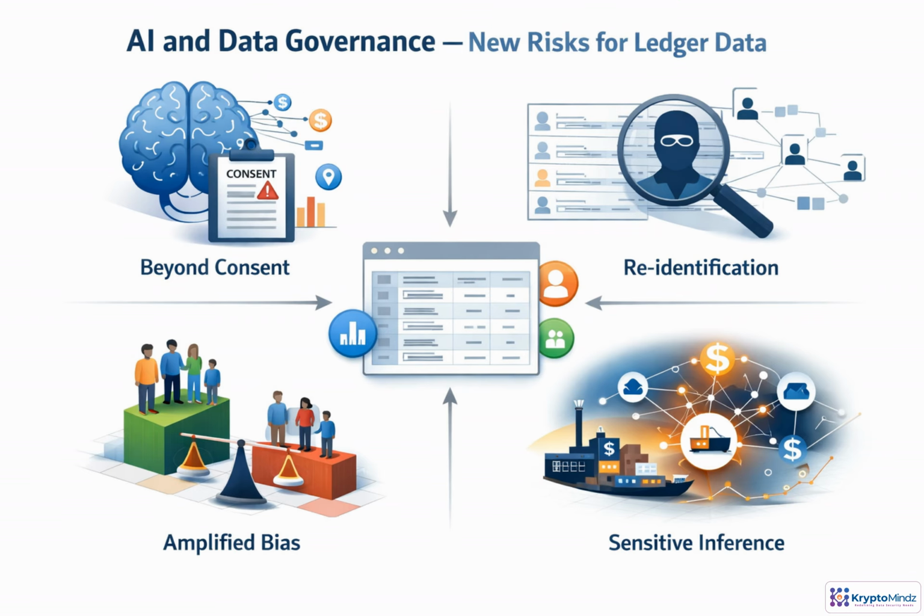Ledger data is especially attractive for AI because it is structured, consistent, and trusted. That same strength creates governance risk. Data collected to settle transactions may later be used to train models, score participants, or automate decisions beyond the original purpose. Pseudonymization may not be enough if patterns can be linked back to identities. Historical transactions can encode bias. Model outputs may also expose sensitive relationships, pricing strategies, or supply dependencies that were never meant to be inferred.